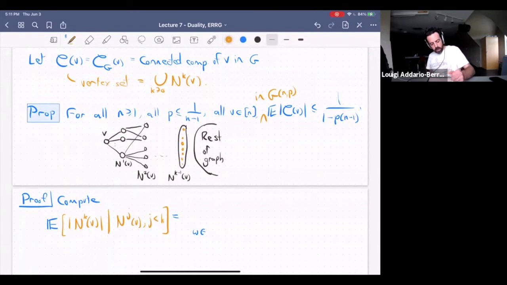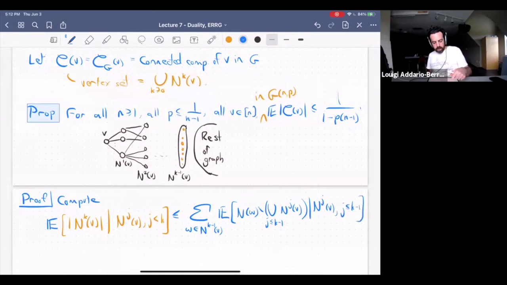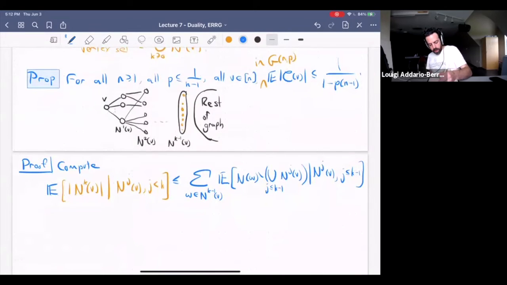So that means I can bound this expectation from above by the sum over vertices W in the (k-1)st neighborhood of the expected number of new vertices added by neighbors of W. So that's N(W) minus the union over j at most k-1 of N_j(v), given all these neighborhoods. Well, what's that?